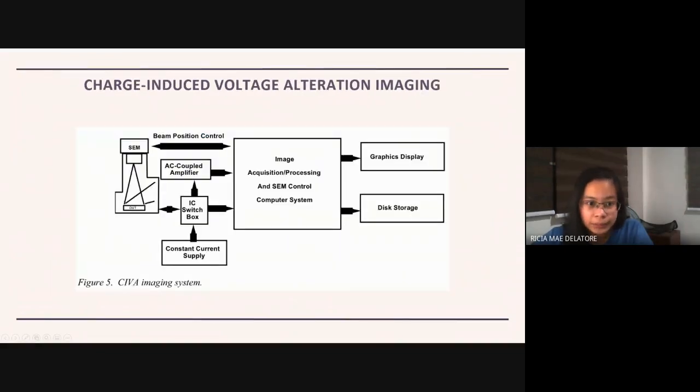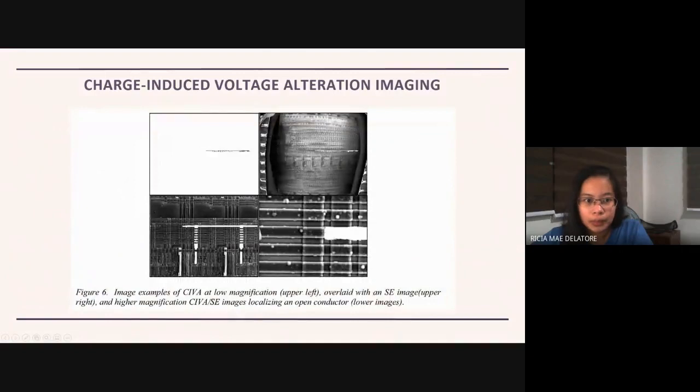So as we can see in this figure, this is the experimental setup used to generate the SIVA images. So SCM is used, and then it is coupled by the AC coupled amplification, wherein the image is acquired, and then the graphical display or the SIVA image will be obtained. And in here, it shows an example of the SIVA imaging on the passivated IC with an open conductor.